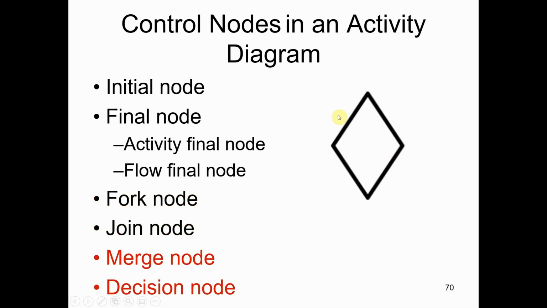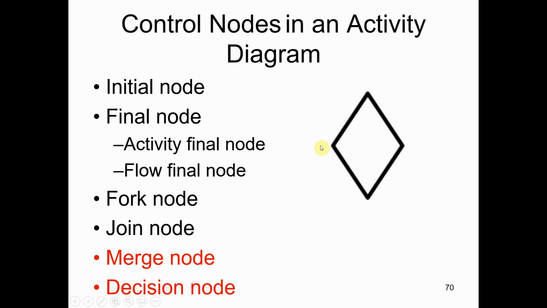Similarly, the merge and decision nodes look exactly the same. The decision node is like an if and else. In an if-else statement you are making a decision here. If yes, I go to one branch. If no, I go a different route. So this is a decision node.